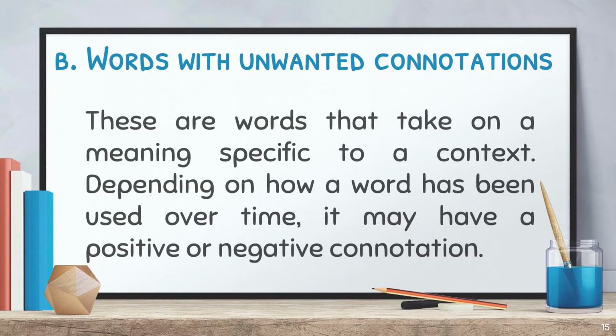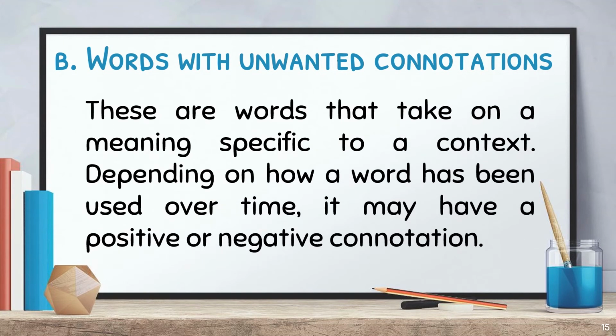Words with unwanted connotations refers to the words that take on a meaning specific to a context. Depending on how a word has been used over time, it may have a positive or negative connotation. Some writers might not be aware of these connotations, so they end up using language that is unintentionally confusing, comical, or even offensive to readers.